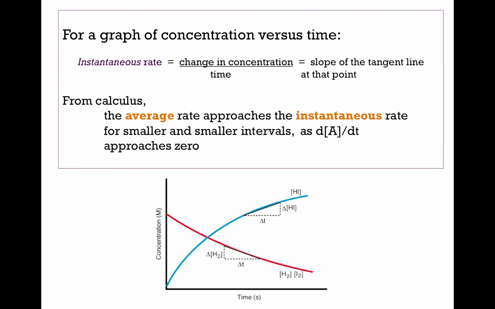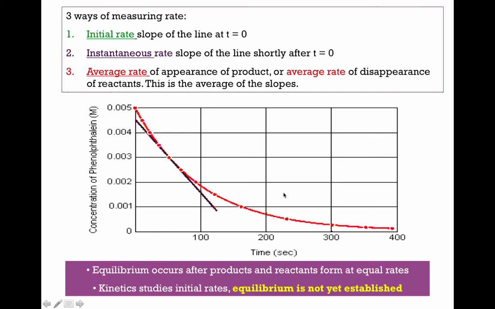Notice that the increase and decrease is not linear. It's not decreasing by a constant interval. It's actually an exponential increase and decrease. So when you do the instantaneous rate, it's going to be different than the average rate of the whole reaction. And the way you do instantaneous is you take the tangent of the line here, the slope of the tangent line. So there's 3 different ways of measuring the rate.